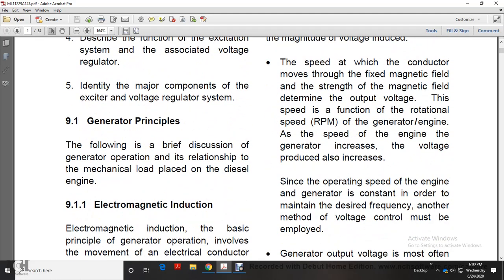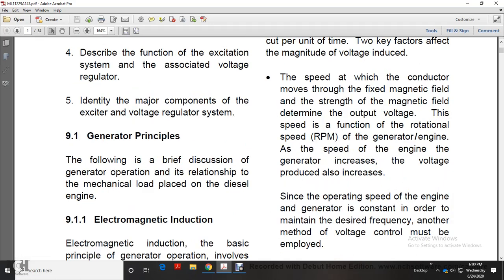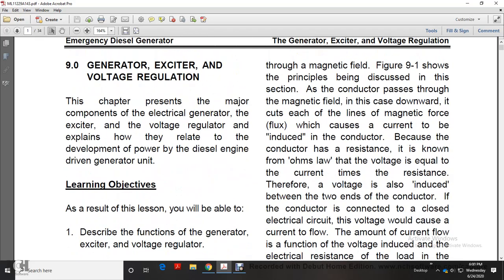9.1 Generator Principle. The following brief discussion covers the generator's operational relationship with the mechanical load placed on the diesel engine. 9.1.1 Electrical induction. Electrical induction, the basic principle of generator operation, involves the movement of an electrical conductor through a magnetic field. Figure 9.1 shows the principle being discussed in this section, as the conductor passes through the magnetic field.